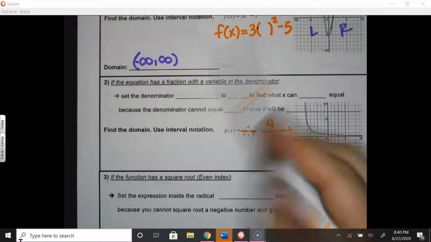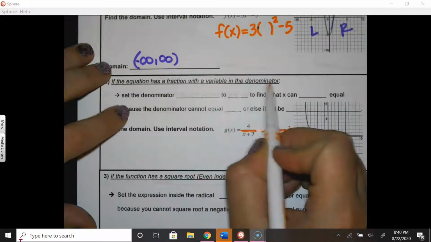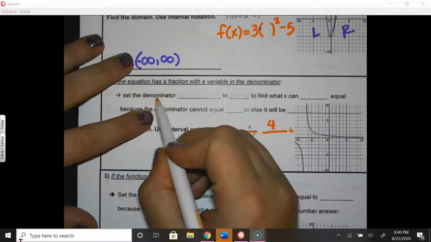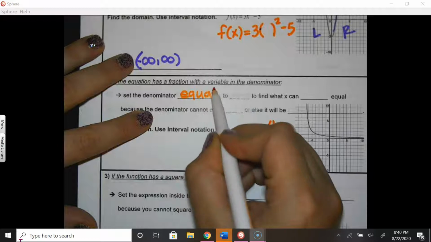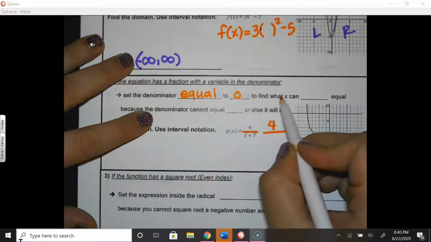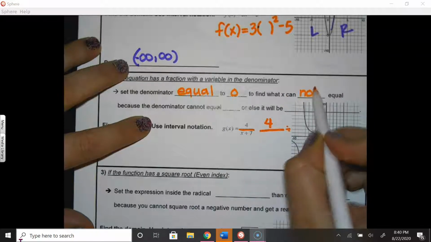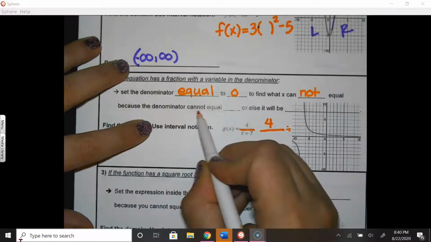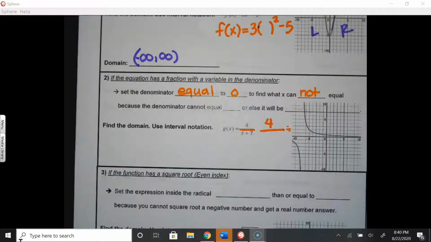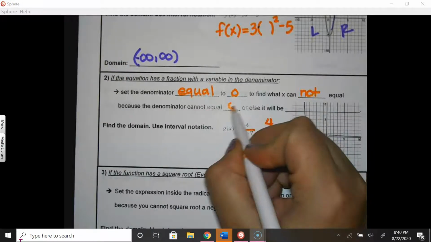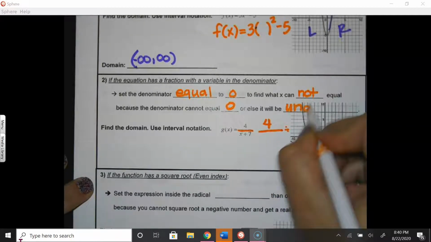So whenever you have an equation that has a fraction where it has a variable in the denominator, you need to set the denominator equal to 0 and solve it. Find out what number x cannot equal because it would make the denominator contain a 0. So the denominator cannot equal 0, or else we call that undefined in math.